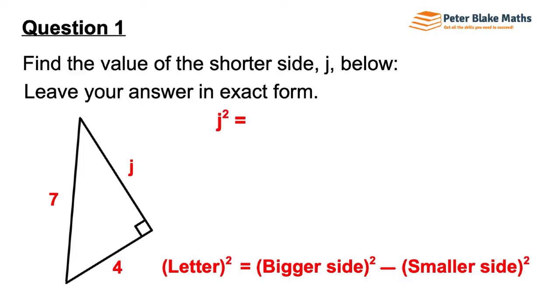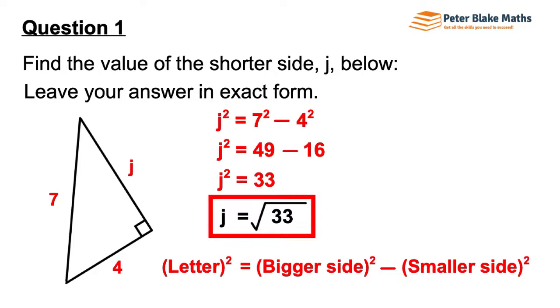Our letter in this case is j, so it's j squared on the left hand side. Now the bigger side squared is 7 squared. The smaller side squared is 4 squared, and we'll subtract them. So we'll have j squared, 7 squared is 49, and 4 squared is 16. We'll just calculate that out, and we've got j squared equals 33. Now to undo a square, we can square root both sides. So that'll get us a final answer of j equals root 33.